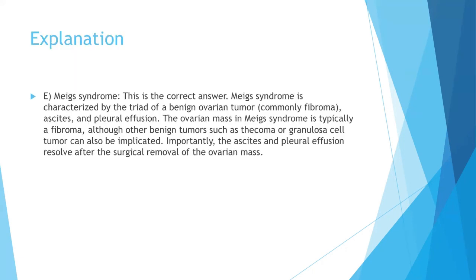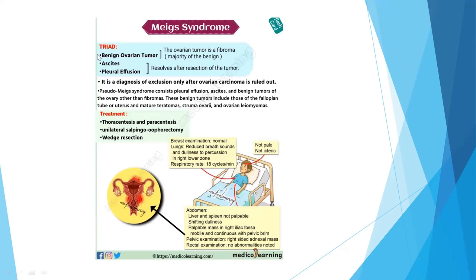So Meigs syndrome is characterized by the triad of benign ovarian tumor, ascites, and pleural effusion. It is a diagnosis of exclusion. Treatment is with thoracentesis or paracentesis, unilateral salpingo-oophorectomy, and a wedge resection.